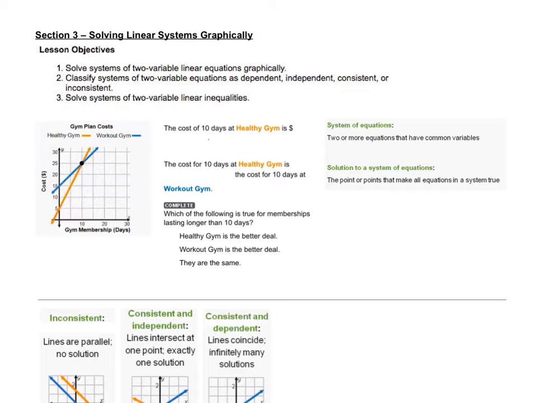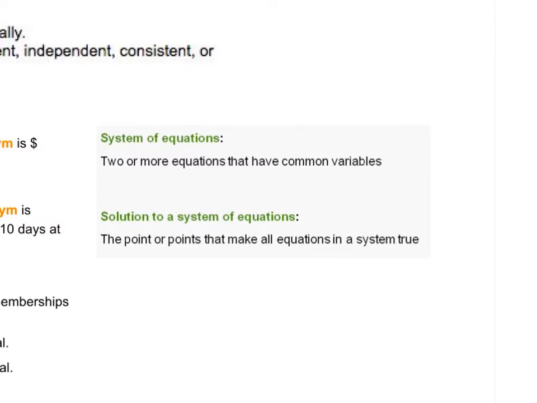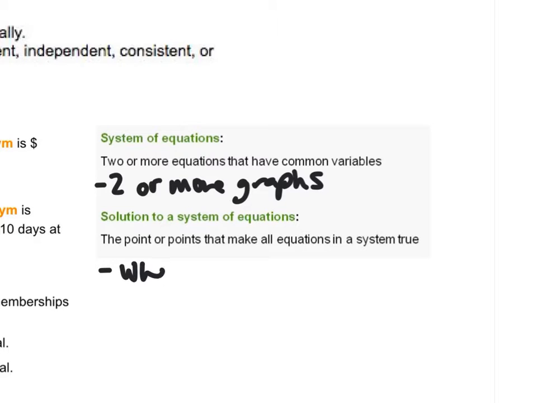So let's first talk about what a system of equations is. Basically, two or more equations that have common variables. So two or more graphs. And then the solution to that system of equations is the point or points that make all equations in a system true. Basically what that means is, where do the graphs intersect?